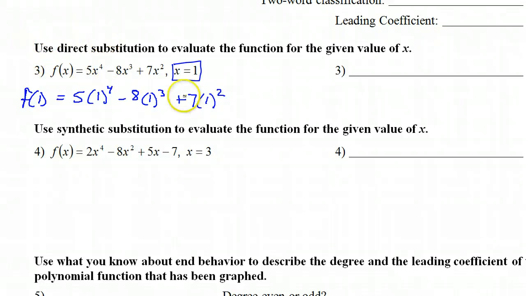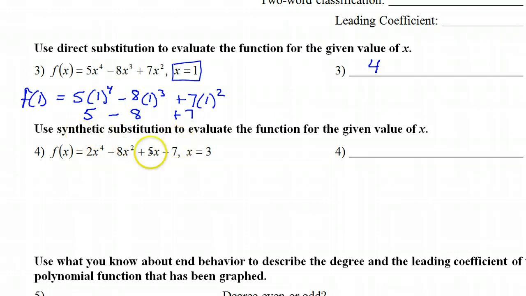Now you really could do this particular one in your head if you understand that 1 to the 4th power is just going to be 1, because it's 1 times 1 times 1 times 1. And then 5 times 1 is just 5. 1 to the 3rd power is just 1, so I'm just going to have -8. 1 squared is 1. So really, this is quickly going to become 5 minus 8 plus 7. 5 minus 8 is -3. Negative 3 plus 7 is 4. So the answer is 4. That's direct substitution, when you actually substitute.